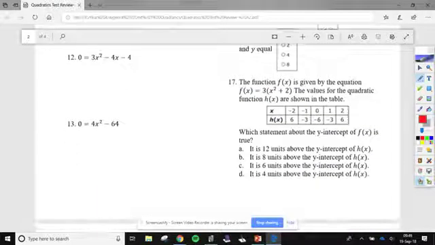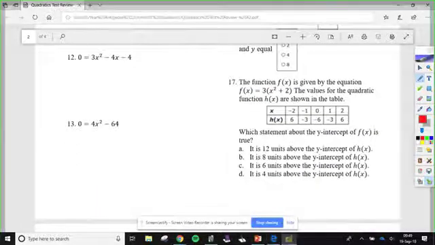Number 12. Number 12, again, it's a trinomial. Look for a GCF first. Notice there is not a GCF.